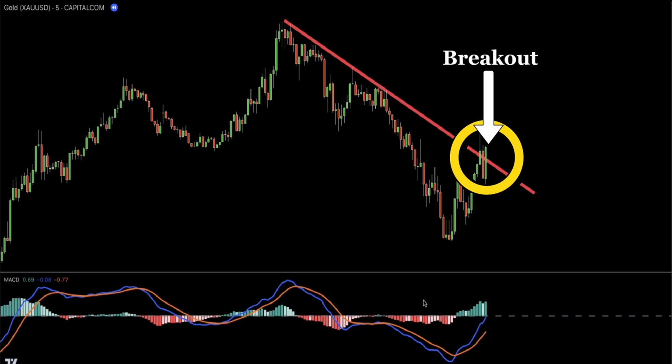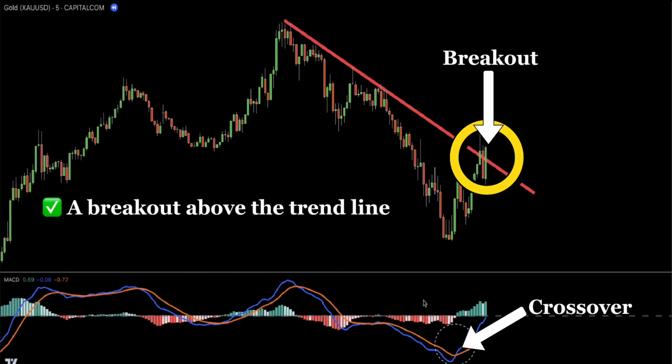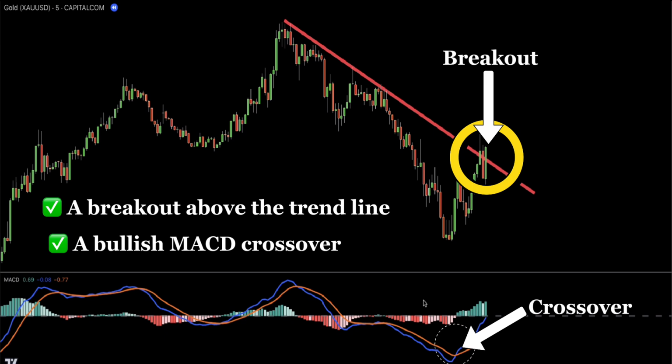Now, let's bring in the MACD. Take a look, the MACD line crosses above the signal line, giving us a bullish crossover. That's a strong momentum signal, and in this case, it actually occurred before the breakout, acting as early confirmation. So now we've got two powerful signals, a breakout above the trend line and a bullish MACD crossover, but we're not done yet. To boost our confidence even more, let's do a quick top-down analysis.